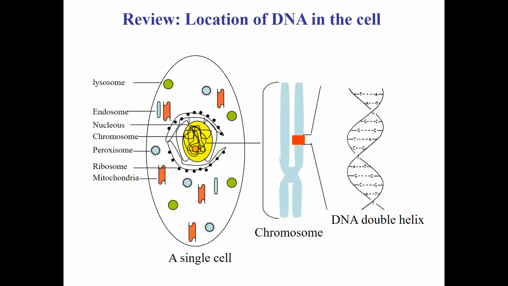So we can review the location of DNA in the cell very clearly, where DNA is located. If it is a cell, there are some thread-like structures in the nucleus called chromosomes. And in the chromosome, there is the double helical structure DNA.